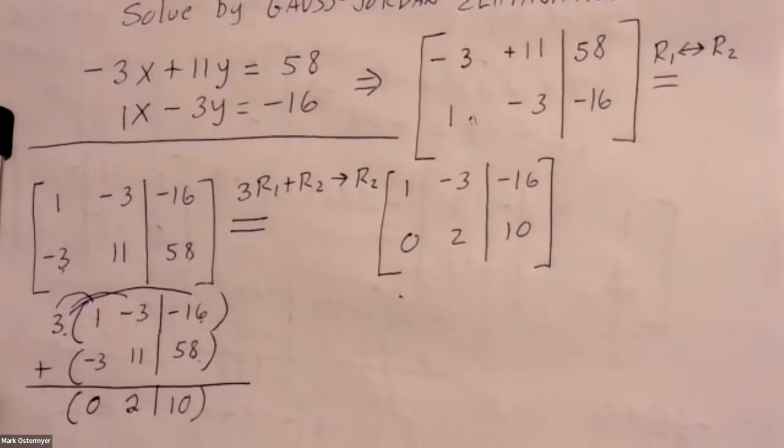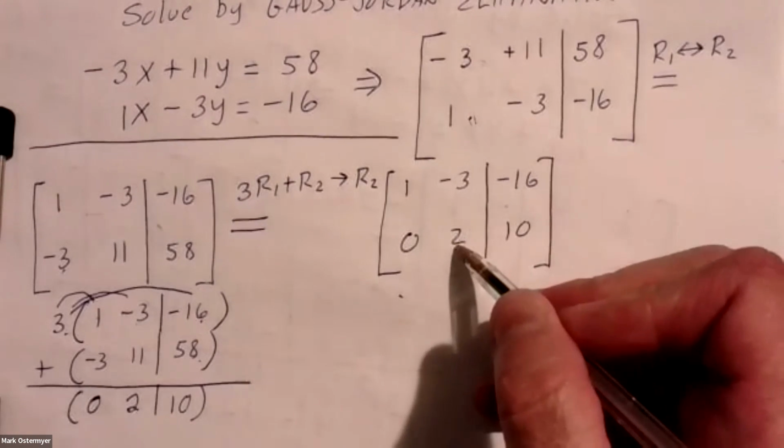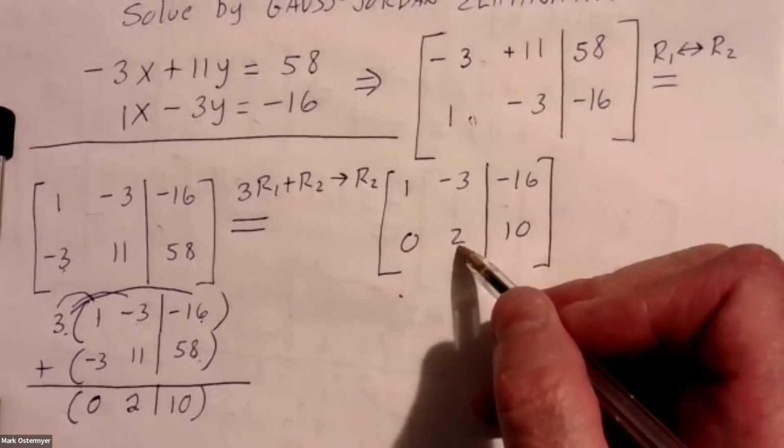We're shooting for reduced row echelon form, not just row echelon form, but reduced row echelon form. The next move is to make the 2, 2 entry become a 1. What would I multiply row 2 by to achieve that?